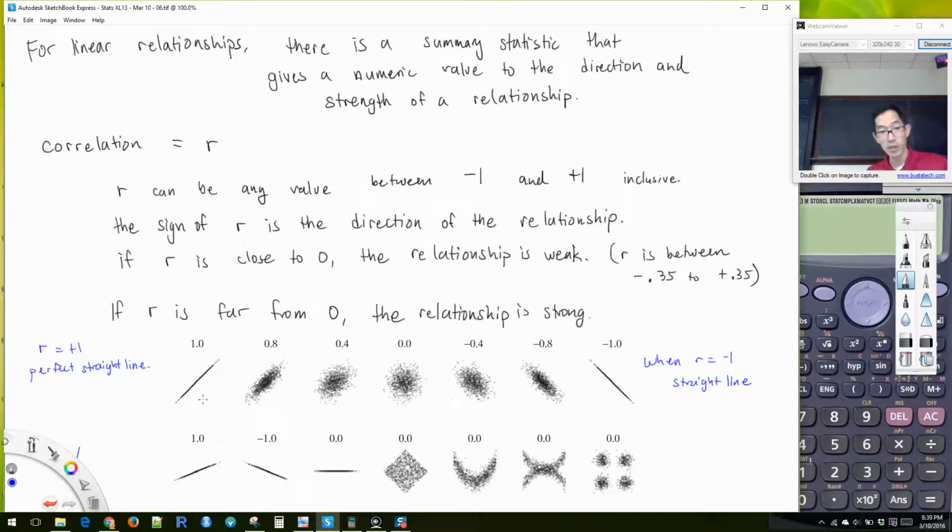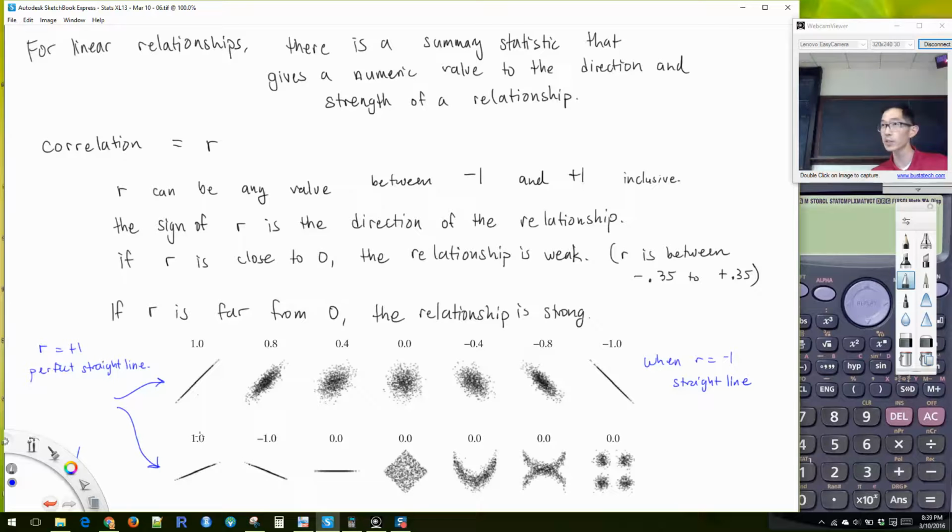Now notice both of these have R's of plus 1, and the slopes are different. But R doesn't tell us about the slope. It just tells us the direction and the strength of the relationship. As far as direction and strength go, they both form perfect straight lines. You can make very good predictions about one variable from the other, so R equals plus 1, and they're both in the positive direction.